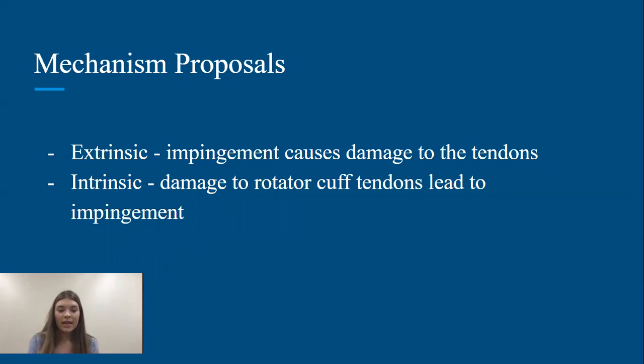There is the extrinsic mechanism that suggests that the impingement causes damage to the tendons. This is a traditional proposal that many still defend today. This is where the term impingement came from. And then there is the intrinsic mechanism proposal that suggests the damage to the rotator cuff tendons leads to impingement. Within this proposal, the effects of the diagnosis would be due to microvascularity of the insertion of the supraspinatus tendon. Which of the two specific mechanisms occurs when one has this diagnosis, or if it's a combination of both, is currently being researched because people do argue in both directions.